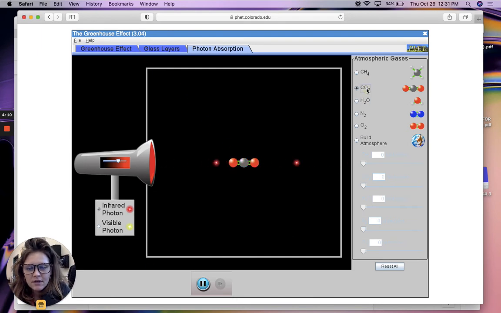The same thing happens with CO2. CO2 absorbs the photons and then re-radiates them, and those four just got out to space. Wow, a lot of these are getting out to space. But sometimes they're re-radiated back to Earth.